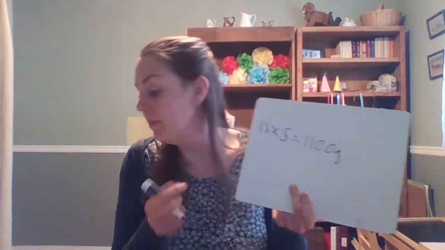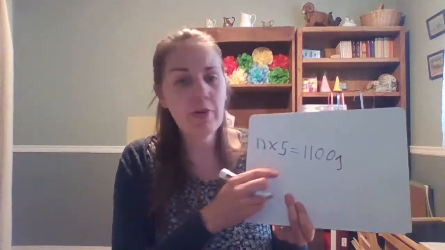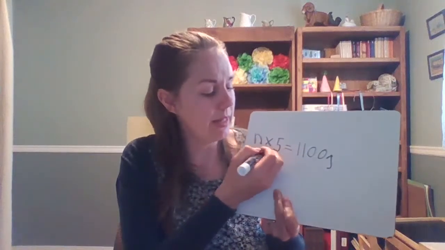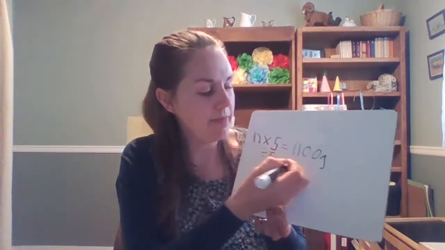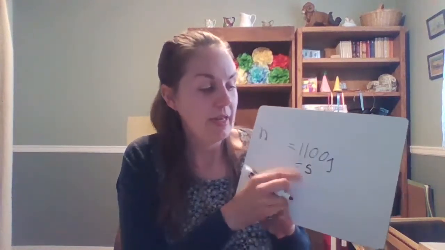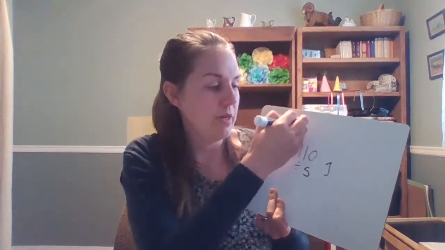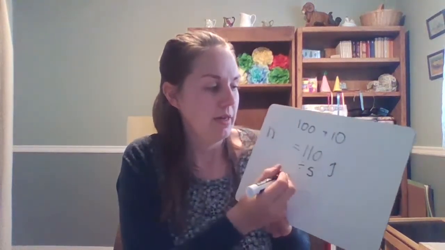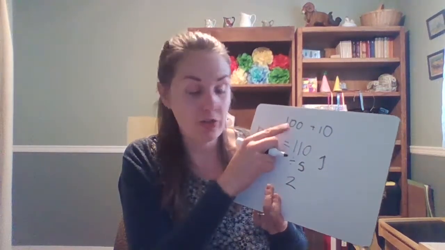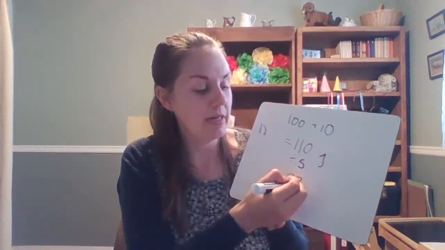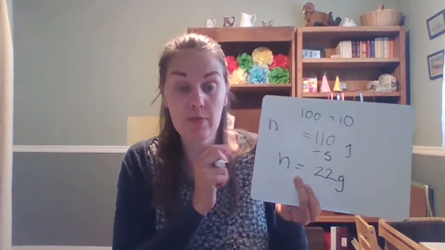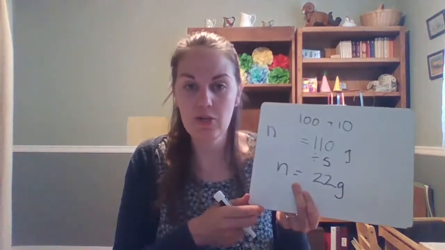Then, to keep our equal sign balanced, once again, we're going to divide each side by 5. That's going to get rid of the 5 on this side. Divide by 5 on this side. If I ignore one of my zeros and make this 100 plus 10, I know that 5 times 20 is 100 and 5 times 2 equals 10. I would have an answer of 22 grams. N equals 22 grams. Okay.